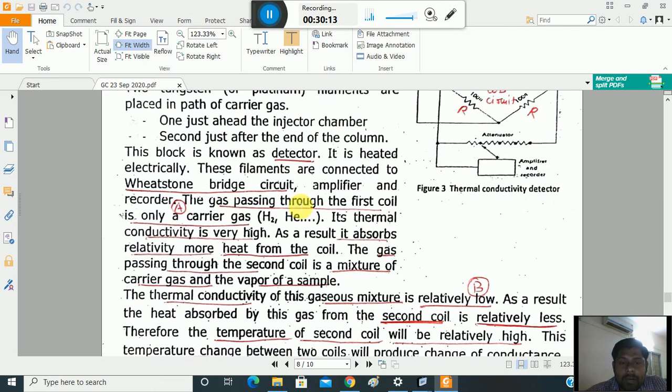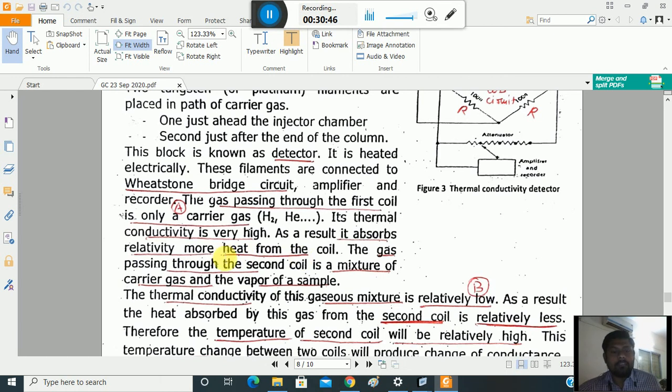The gas passing through the first coil is only pure carrier gas. That is A. The pure carrier gas, like hydrogen or helium, when passing through the coil, has a very high thermal conductivity. The thermal conductivity of a pure gas is higher compared to the mixture of gas and sample. Keep that in mind. Because thermal conductivity is higher, as a result, it absorbs more heat from the coil.